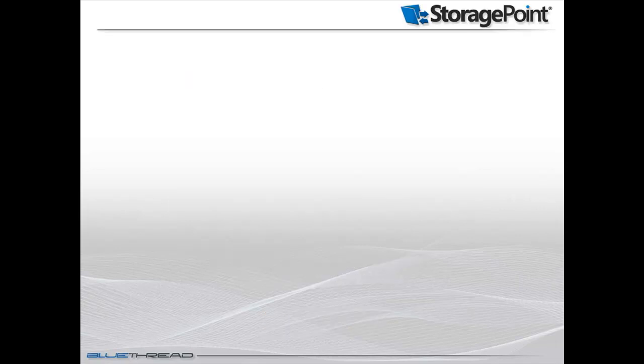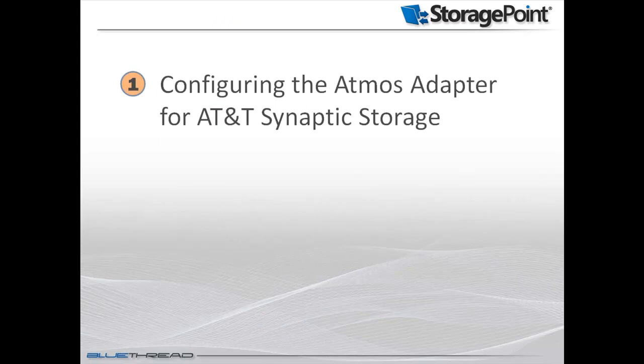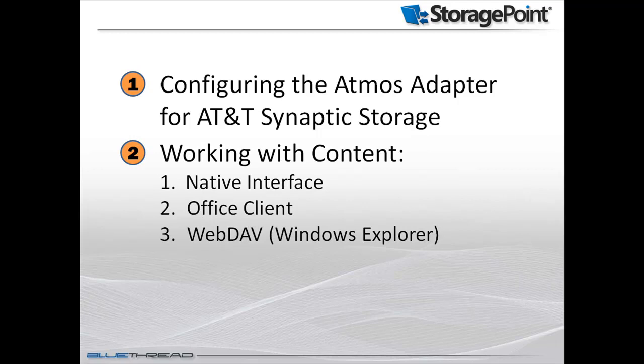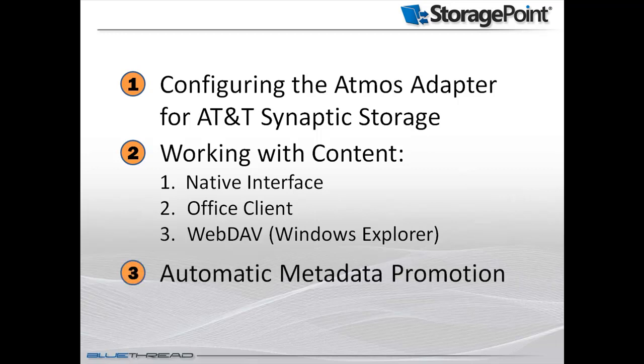We will be discussing three main points. First, we will look at the configuration of a storage profile to use the EMC Atmos adapter with AT&T Synaptic Storage. Next, we will see three methods to get content into SharePoint and what happens when it's externalized to the AT&T Synaptic Storage offering. Lastly, we will look at the automatic promotion of metadata from SharePoint to the Synaptic Storage cloud. Let's take a look at a demonstration.